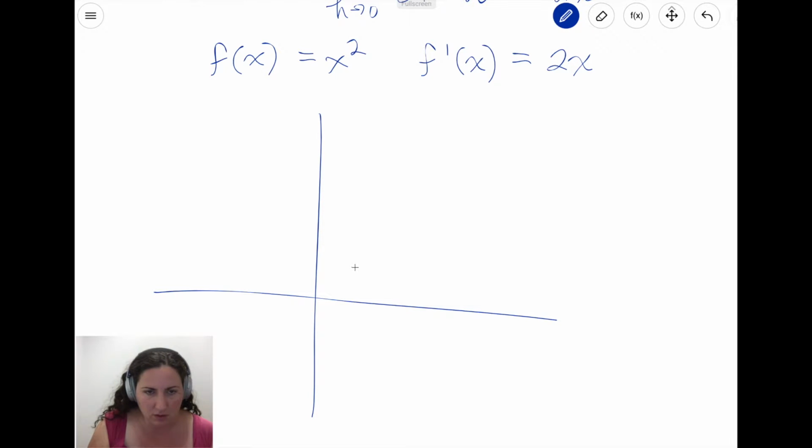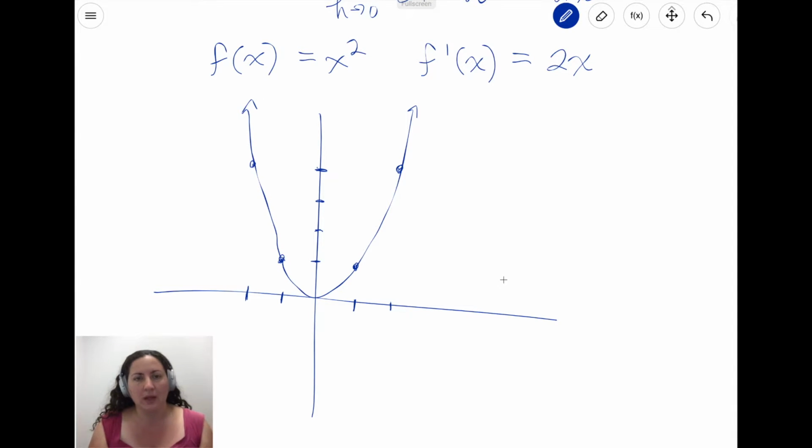Okay, let me try and draw this a little bit accurately so that we can see that this formula really works. I'm going to graph the original function f of x equals x squared. So of course that's a parabola whose vertex is the origin, and it passes through the points 1, 1, 2, 4, negative 1, 1, and negative 2, 4.